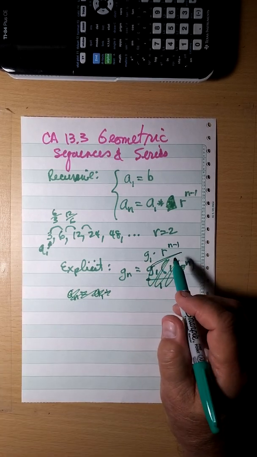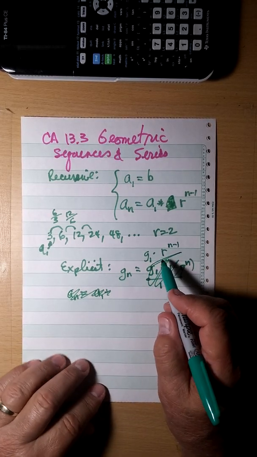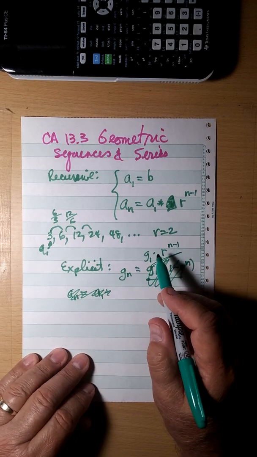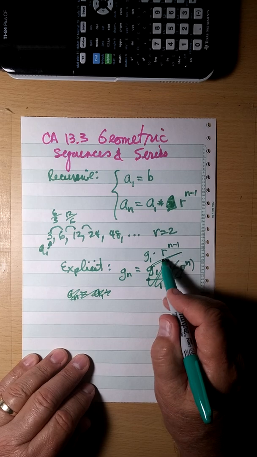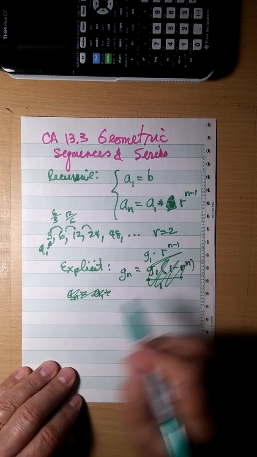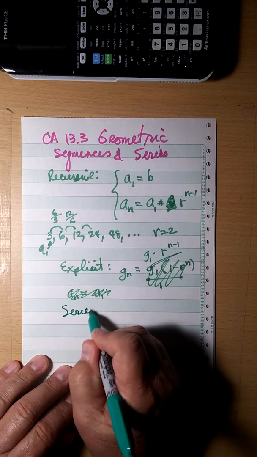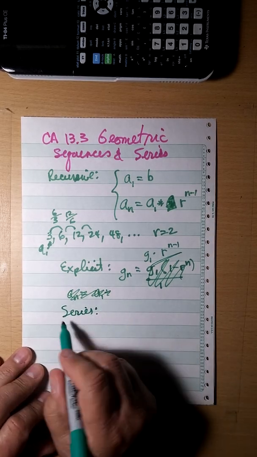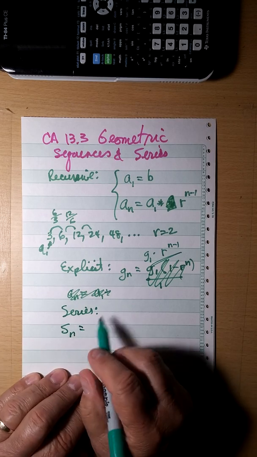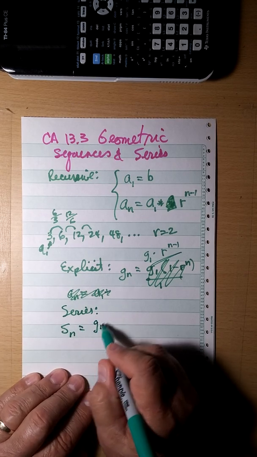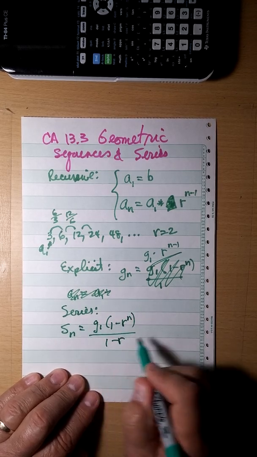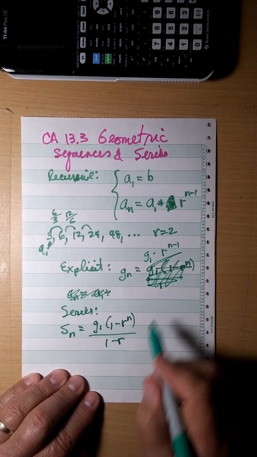Remember, for the arithmetic is a sub 1 plus n minus 1 common differences. This is g sub 1 times n minus 1 common ratios. So it's r to the n minus 1 power. For the series, geometric, the sum for the nth term is the first term, 1 minus r to the nth power over 1 minus r. That's what I was going to give you here. That was wrong.